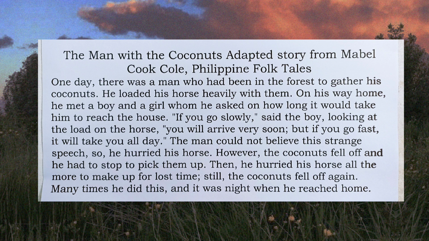One day, there was a man who had been in the forest to gather his coconuts. He loaded his horse heavily with them. On his way home, he met a boy and a girl whom he asked how long it would take him to reach the house. "If you go slowly," said the boy, looking at the load on the horse, "you will arrive very soon. But if you go fast, it will take you all day." The man could not believe this strange speech, so he hurried his horse. However, the coconuts fell off and he had to stop to pick them up. Then he hurried his horse all the more to make up for lost time. Still, the coconuts fell off again. Many times he did this, and it was night when he reached home.